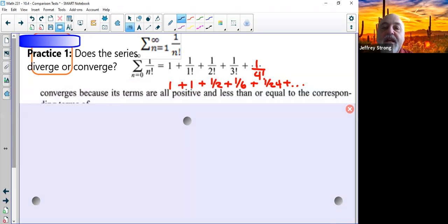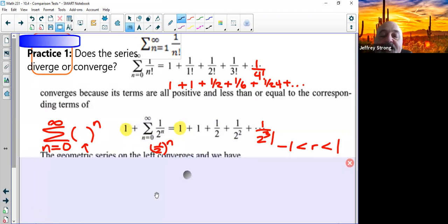Okay, so working these out, what I would do next is figure out exactly what numbers these are. 1 factorial is 1, so 1 over 1 is 1. 2 factorial is 2, so you get 1 over 2. 3 factorial is 6, so 1 over 6, 1 over 24, etc. Okay?